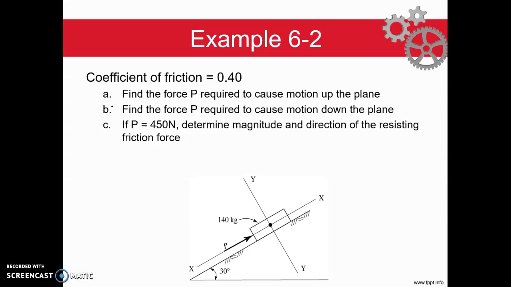So we want to figure out how much force will be required to move it up the plane. That's the first thing we want to do, part A. Part B, we want to find out how much force is required to cause motion down the plane. And in fact, what may be the case is that we don't have to apply any force at all. Maybe if we just don't apply any force, the weight of the box itself will cause it to slide down the ramp. We'll have to wait and see. And then we'll look at if the P force is 450, what is going to be the direction and magnitude of the resisting friction force.